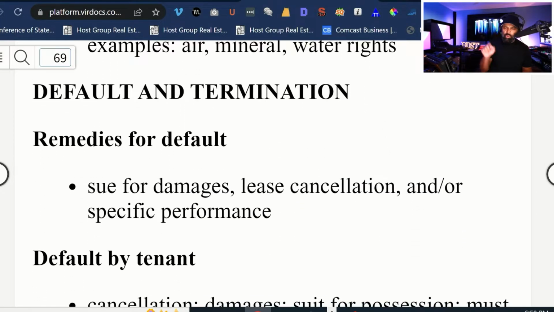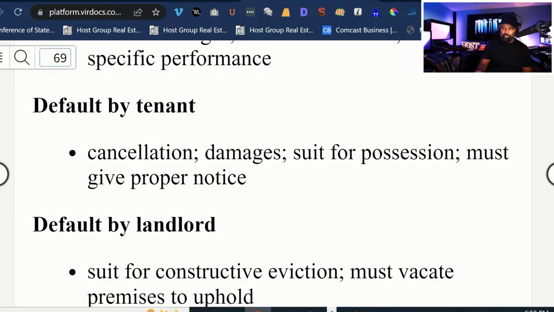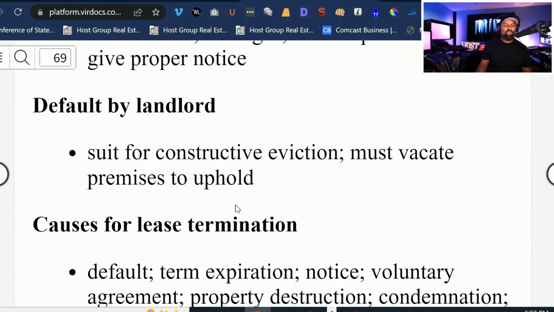Then we got into what is default and how it all works. Remedies for default: sue for damages, lease cancellation, and/or specific performance. That's forcing the other side to do what they said they were going to do. Default by the tenant: we could do cancellation, damages, or a suit for possession, which is known as actual eviction, and we must give proper notice. Sometimes we call that notice a notice to quit. When the landlord defaults, it's called a suit for constructive eviction, and the tenant must vacate the premises to uphold this right while the condition still exists. Remember that item we highlighted in blue about the leaking roof.